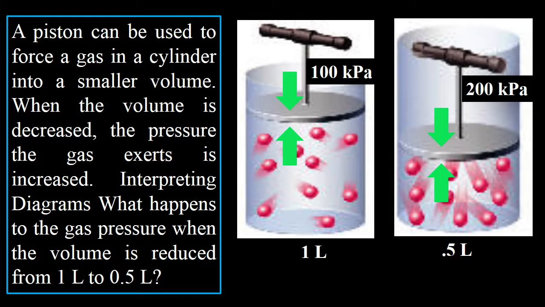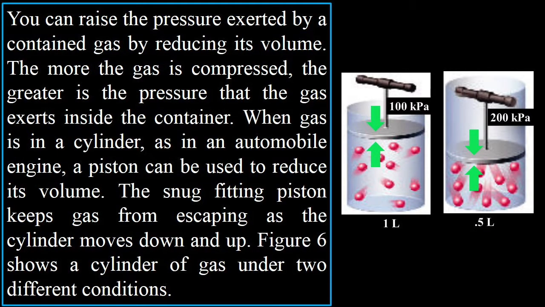A piston can be used to force a gas in a cylinder into a smaller volume. When the volume is decreased, the pressure the gas exerts is increased. Interpreting diagrams: what happens to the gas pressure when the volume is reduced from 1 liter to 0.5 liters? Pressure and volume, indirect, Boyle's law. This is Boyle's law. You can raise the pressure exerted by a contained gas by reducing its volume. The more the gas is compressed, the greater is the pressure that the gas exerts inside the container.